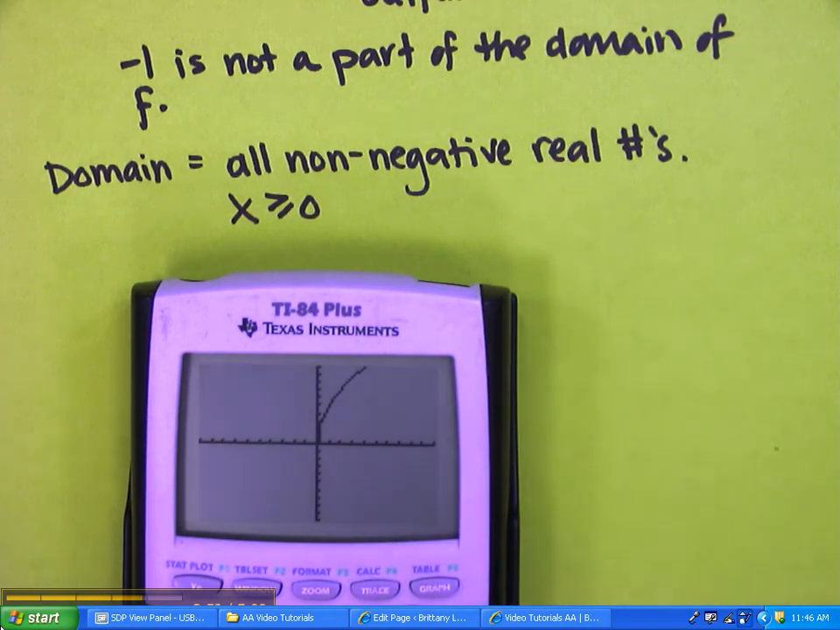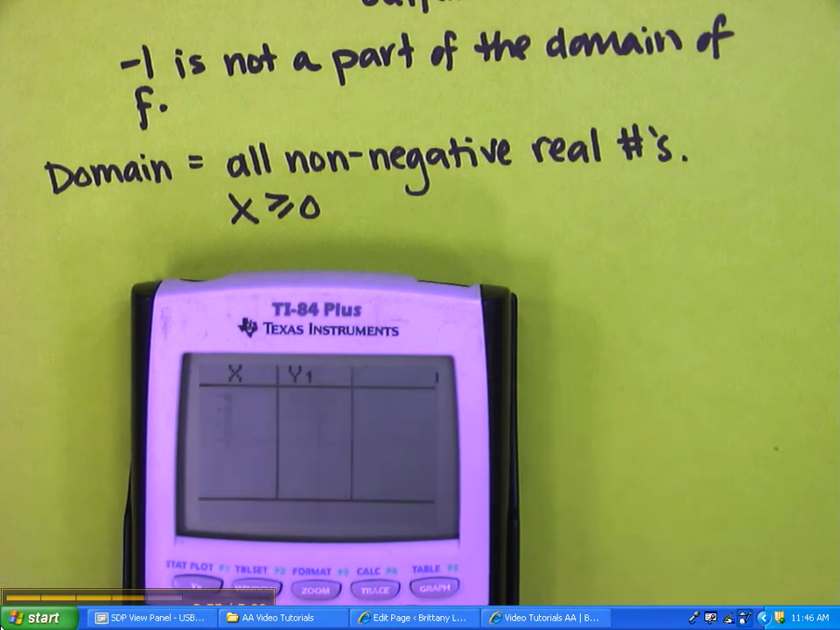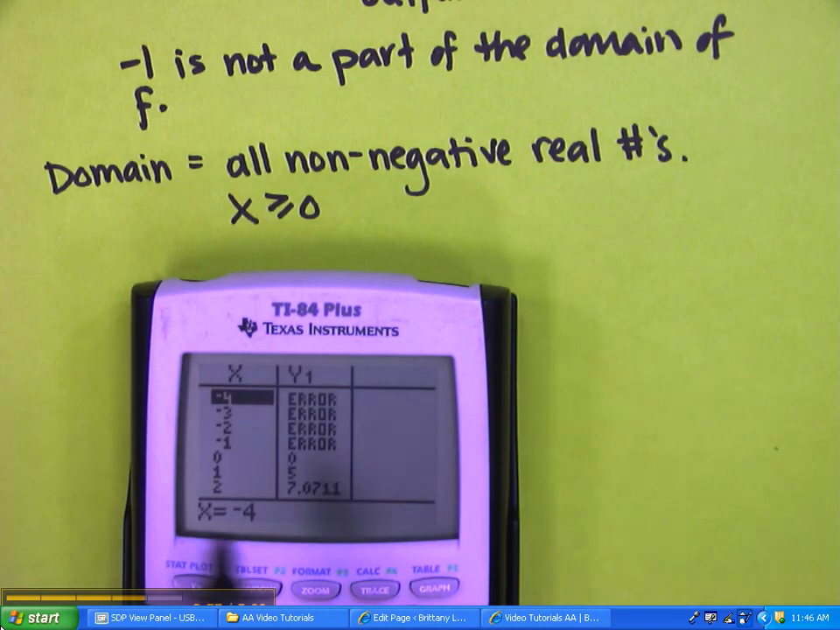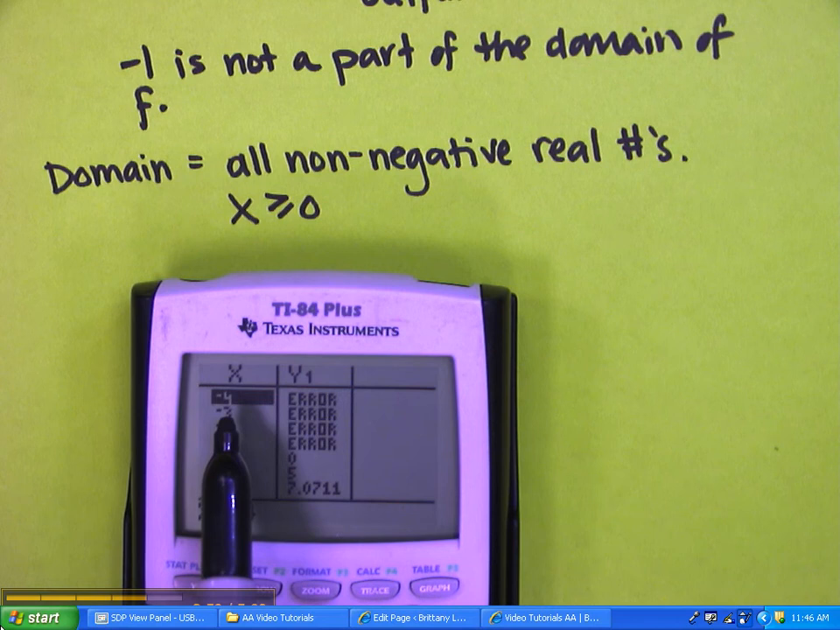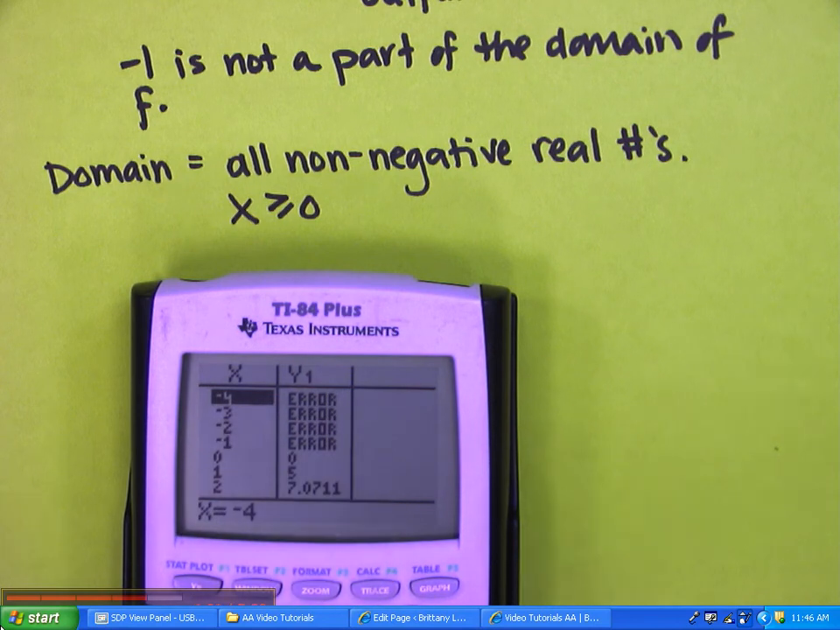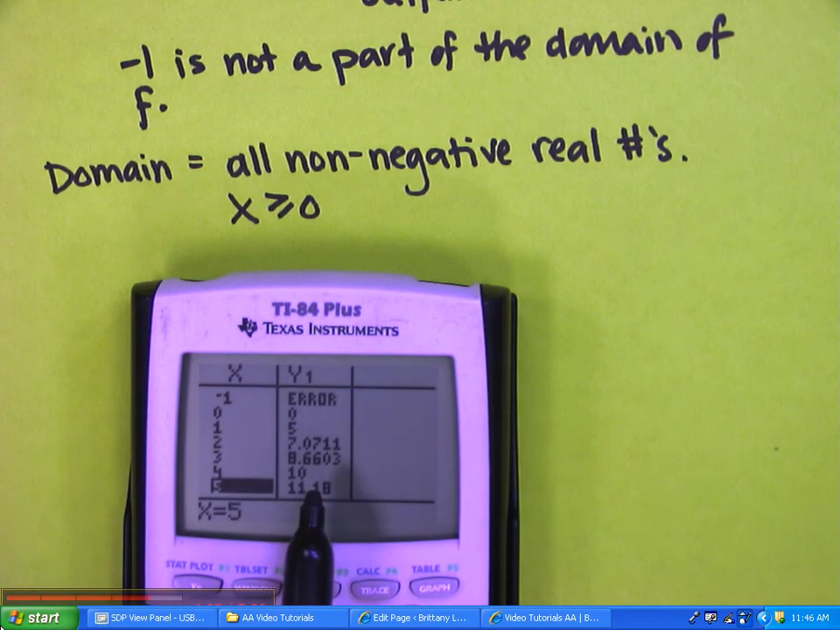Another place I could look to verify this is the table. So if I hit the second button and then the graph button and I go into my table, I see sure enough that anytime I have a negative input, I'm getting an error for my output. However, when the inputs are 0 or positive, I'm getting real outputs. And so that's another way to verify that the domain is x is greater than or equal to 0.